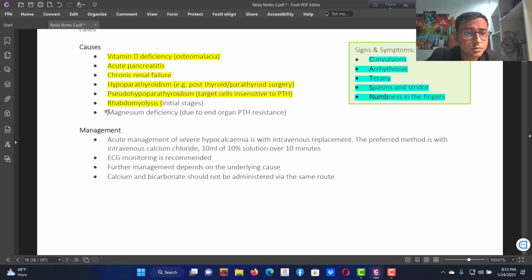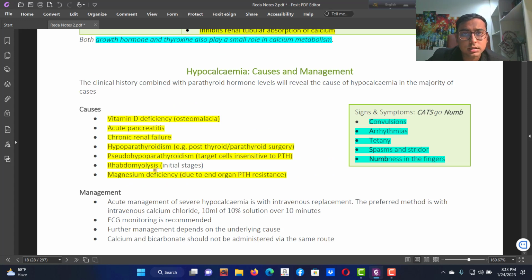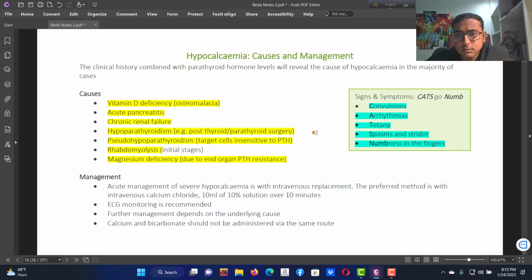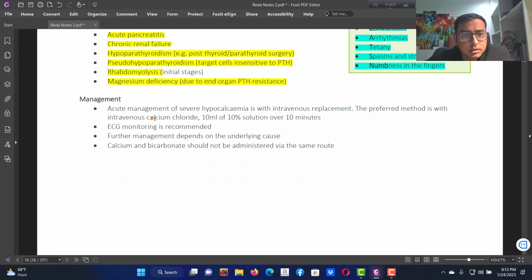Okay, so magnesium deficiency due to impaired PTH occurs in chronic fasting or starving conditions, prolonged starving. In that case, magnesium and phosphate deficiency is associated with hypocalcemia. So management is calcium gluconate and intravenous fluid. Intravenous calcium chloride 10 ml of 10% solution, and also ECG monitoring. Calcium and bicarbonate should not be administered via the same route. Okay, we must remember.